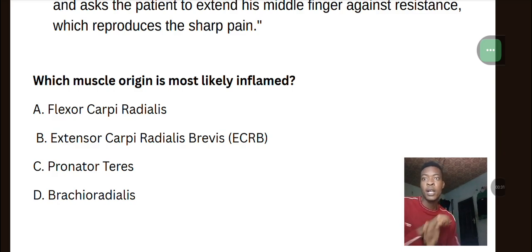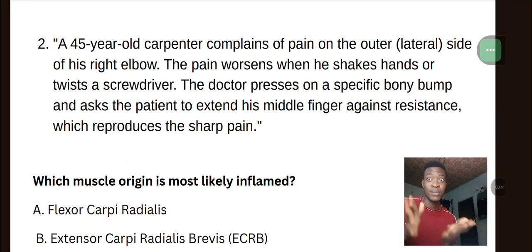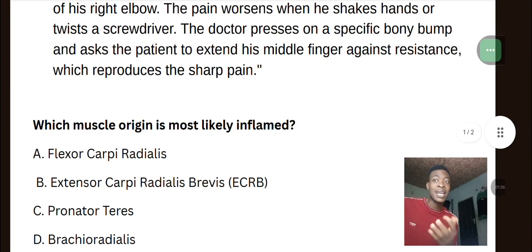So we have the flexor carpi radialis, extensor carpi radialis brevis, pronator teres, and the brachioradialis. Now, the question is quite simple, really, but it's quite tricky. Looking at pain in the lateral side of the right elbow: the elbow joint has two epicondyles, the lateral epicondyle and the medial epicondyle. The extensors of the forearm originate from the lateral epicondyle, while the flexors originate from the medial epicondyle. So the muscle we are looking at is most likely an extensor muscle, right?